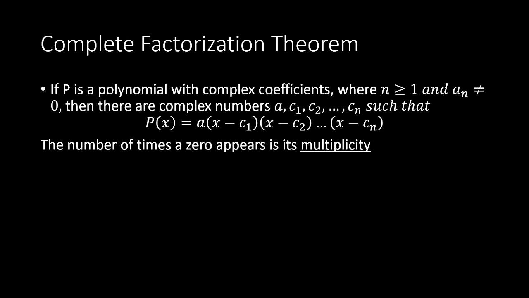So what they were saying is, if you use the complete factorization theorem, and your n is greater than or equal to 1, and your a sub n is not 0, then we can have this format. p of x is equal to a, a given complex or real number, times x minus c1, times x minus c2, until that series is completed.